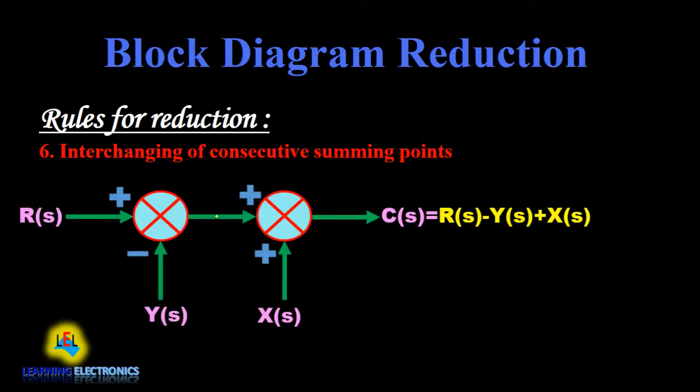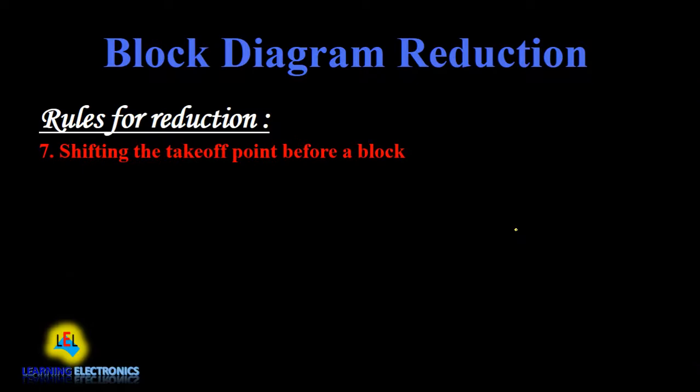So here we have interchanged the summing points. This is the second one and this is the first one. So now the output C(s) is equal to R(s) minus Y(s) plus X(s). So whenever we interchange the consecutive summing points, the output signal will not change. Next is shifting the takeoff point before a block.